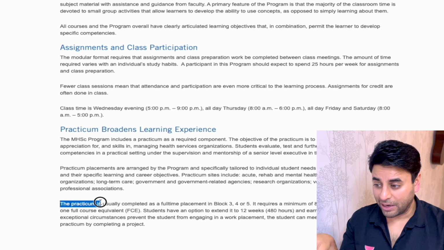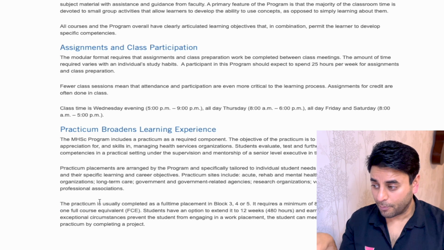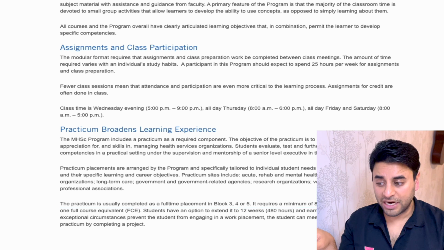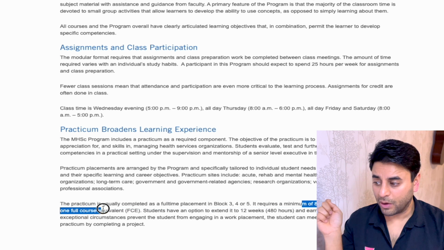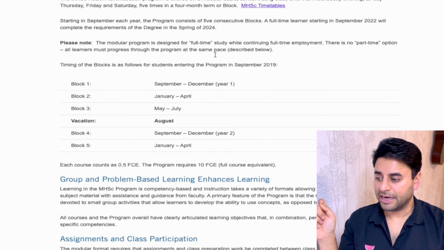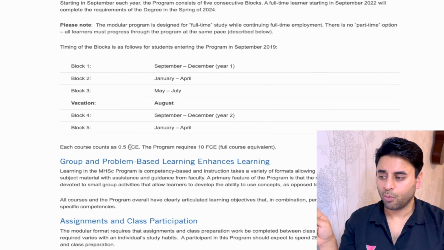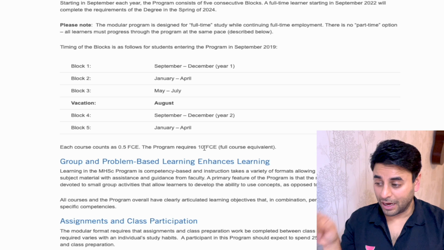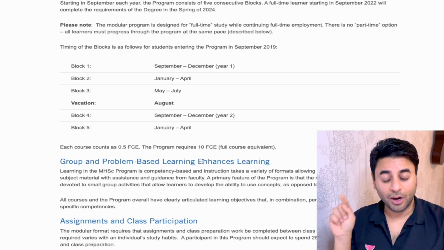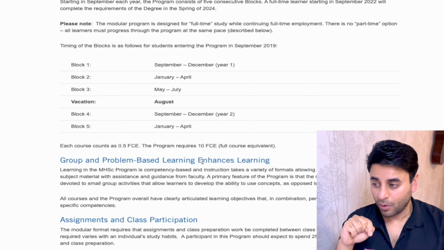Okay, so for this program, what I can see is there is a practicum requirement. Right now I don't see a thesis requirement, but they do have a practicum requirement, and practicum is completed full time in block 345, requires a minimum of 8 weeks or 320 hours, and is equivalent to one full course equivalent. So just up there we learned that each course is 0.5, so total are 10, but now we will correct that: one of those FCE is going to be your practicum. So now you just have to take 18 more courses.